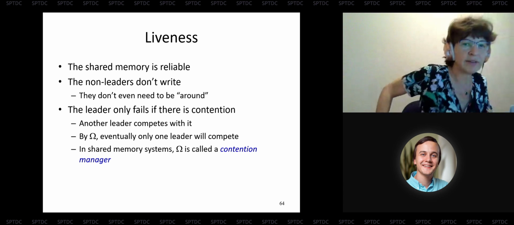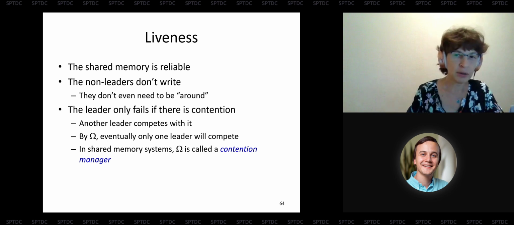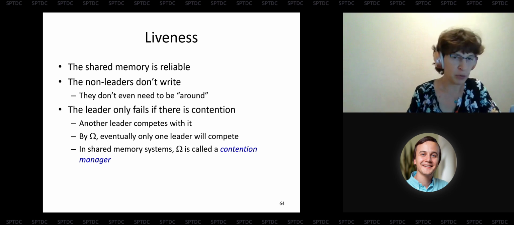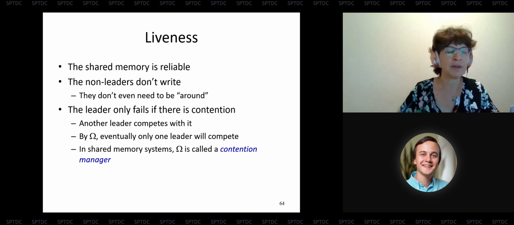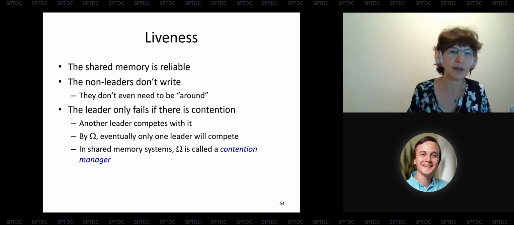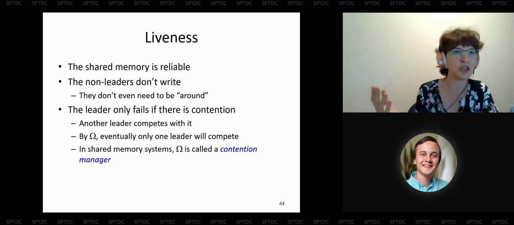Okay, so that's a good point to clarify. The leader is the only one that proposes values. If the leader finds a proposal by others, that means that the others at some point thought they were leaders, okay? So it's not that for the entire duration of the protocol, from the beginning to end, there is one leader. We have this Omega thing. It's kind of a contention manager.